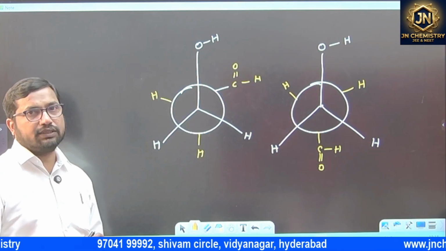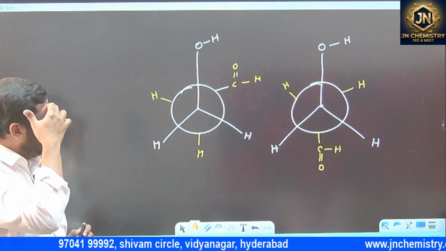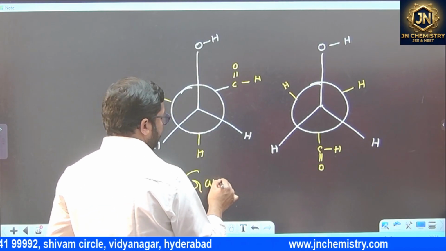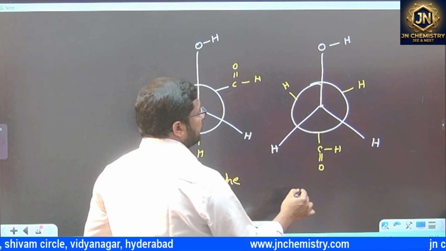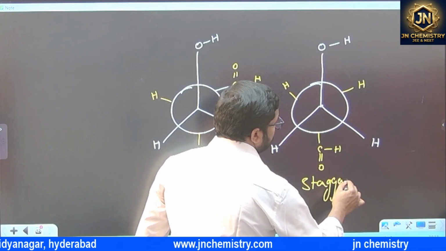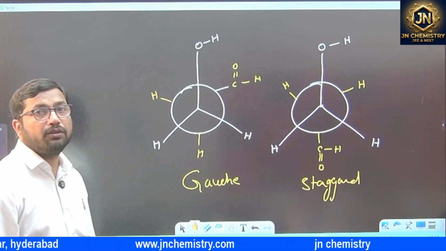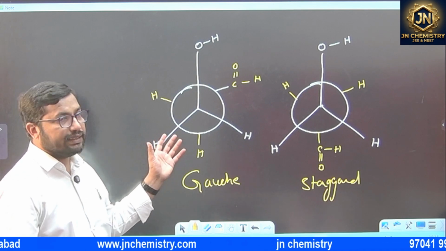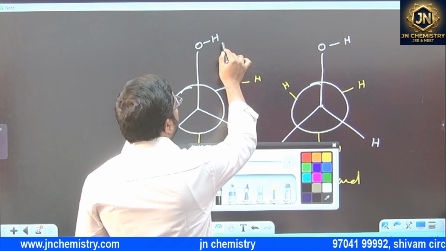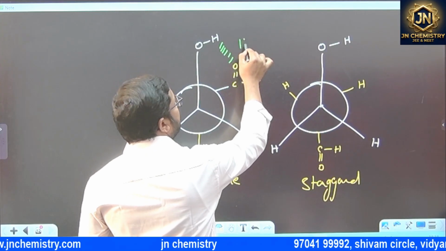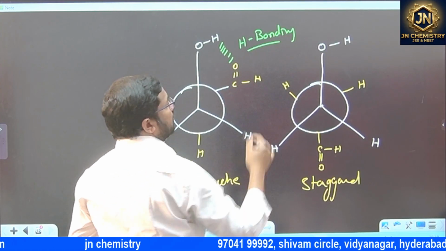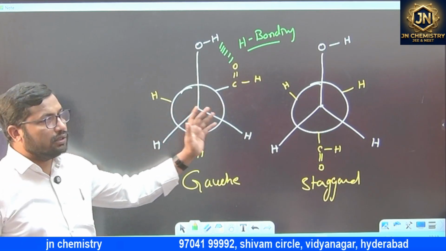In these two cases, let me know which is more stable. This is gauche. This is staggered. Let me know which is more stable. Obviously in this case gauche. Why? Here hydrogen bonding is there. When hydrogen bonding is there, the gauche is more stable than the staggered one.